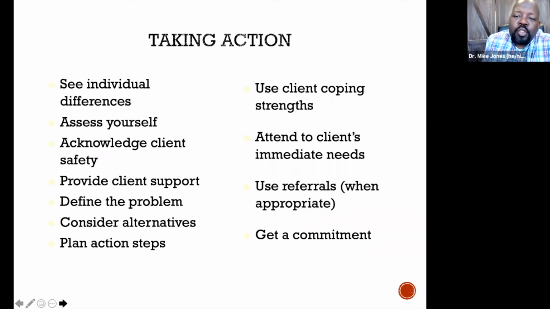And we also want to use client coping strengths. And what I mean by this is that we want to make sure they have some coping skills that will help them to maneuver through the crisis they are going through. These coping skills could be things such as breathing, mindfulness, or just anything that's going to help bring that person to a place of calm.